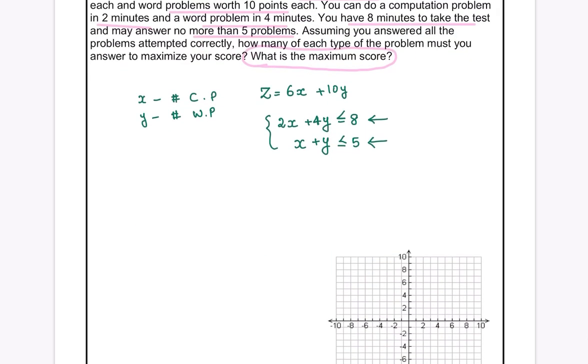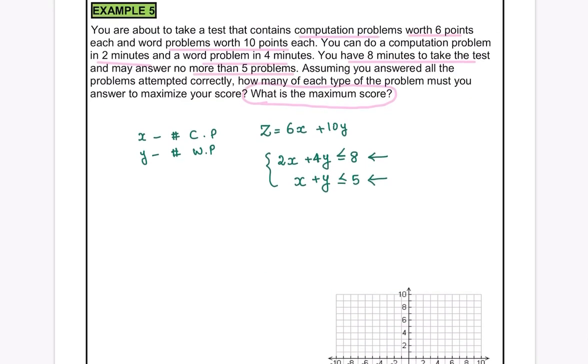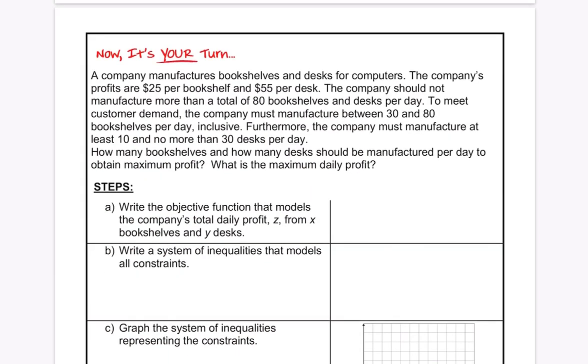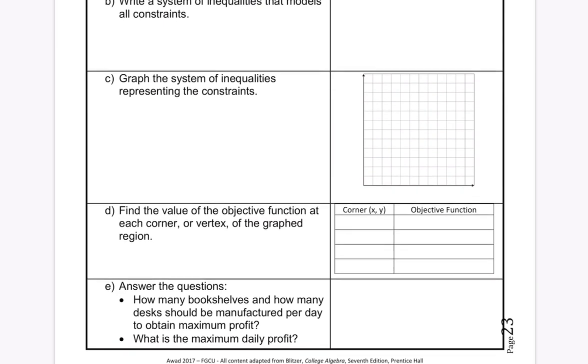I think I already worked this out already, right? We already set this up. Here's our objective function, and here are our constraints. So I let you work this out on your own and tell me what you get as the solution there. Again, also try the it's your turn problems too.